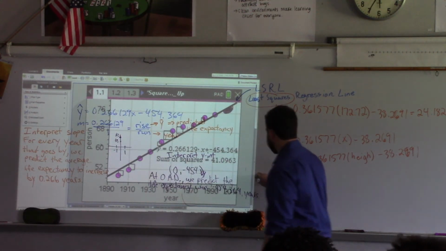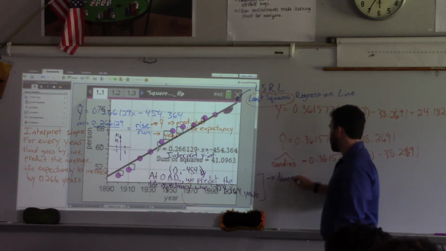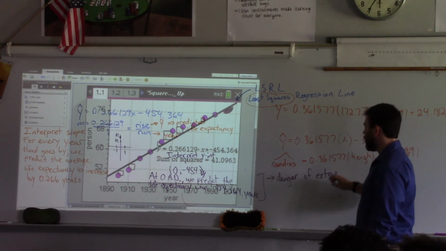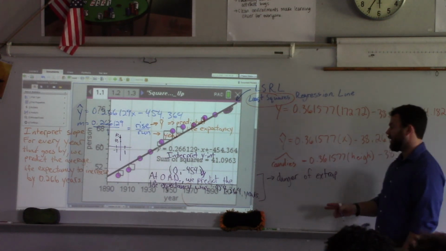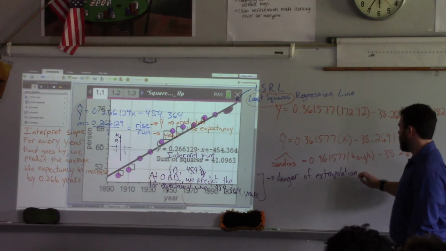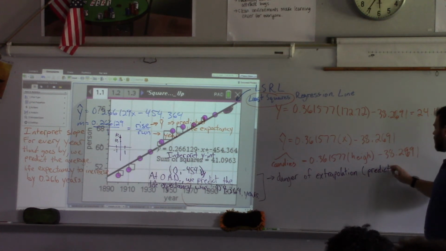And you need to make a note about this as well. This is the danger of extrapolation. Weirdly enough, we've mentioned this word before, and I'm about to define it. This is the danger of extrapolation. What we mean by extrapolation is predicting values outside the data set.